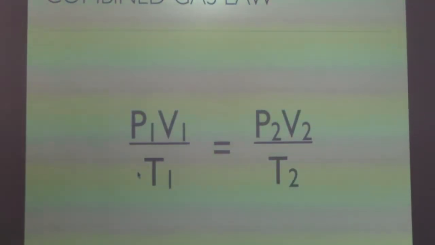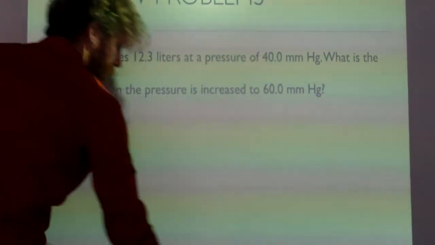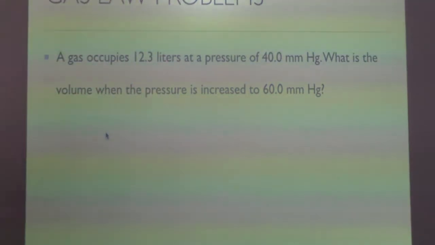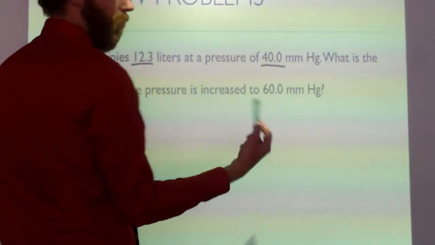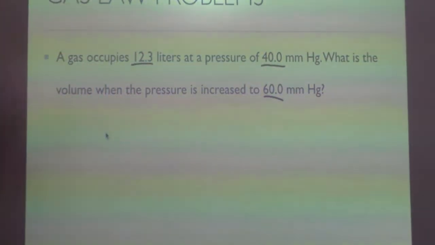Alright, let's do a problem. A gas occupies 12.3 liters at a pressure of 40 millimeters of mercury. What is the volume when the pressure is increased to 60 millimeters of mercury? Before we do any math, let's talk about what should happen using the pressure-volume relationship. We know the initial volume and the initial pressure, and the final pressure, so we're trying to figure out the volume.